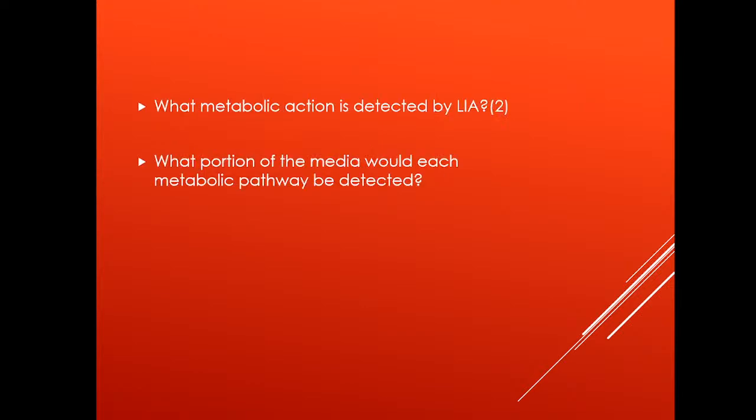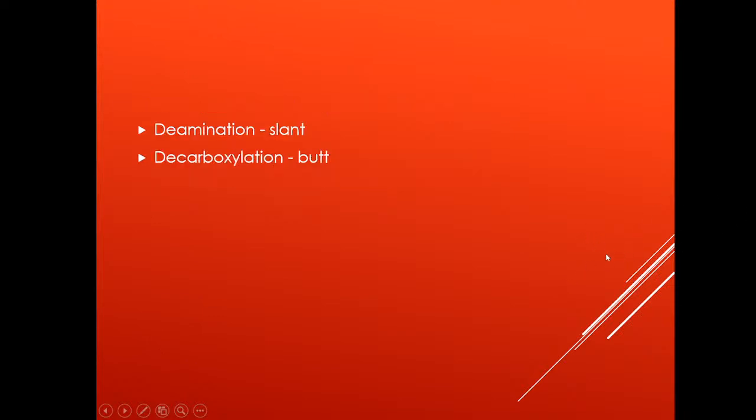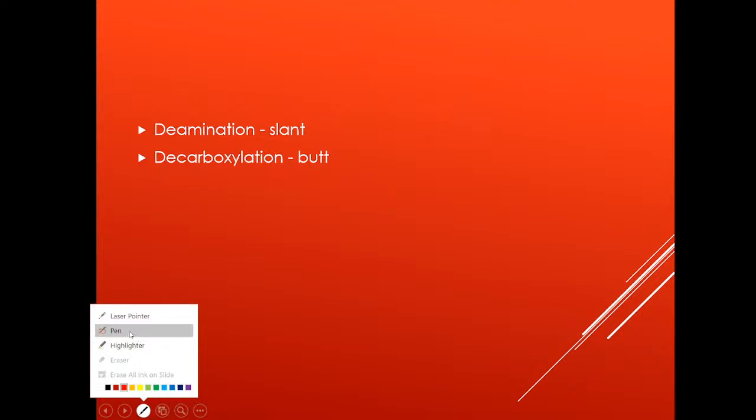All right. Now, the metabolic action that is detected by LIA is actually two things. It's either deamination or decarboxylation. And in what portion of the media would each metabolic pathway be detected? Deamination is detected in the slant, all right? And decarboxylation is detected in the butt. What do I mean by the slant and the butt? Quick review for you guys. I'll make a drawing for you.